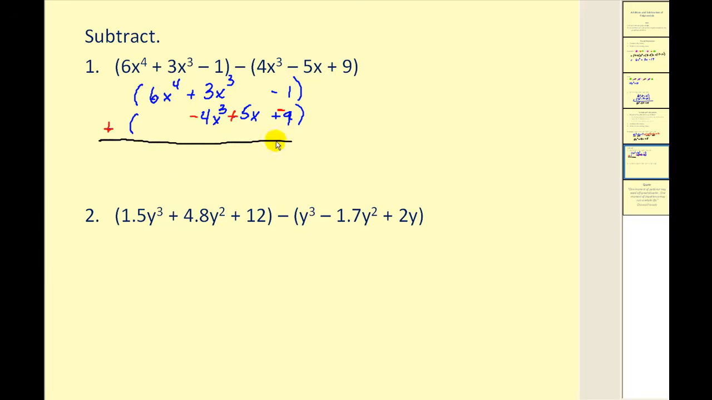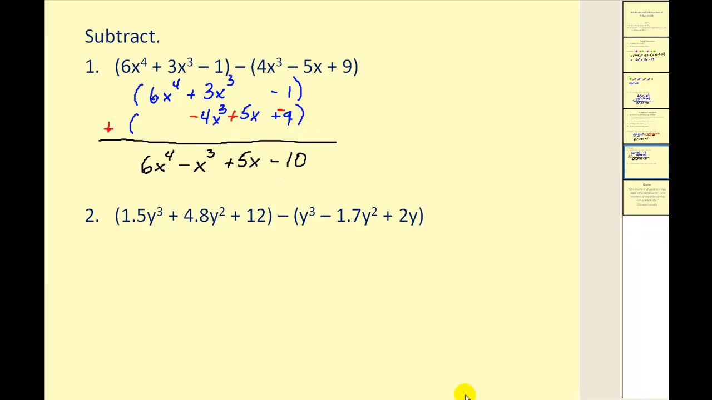Now I can just combine my like terms vertically to obtain 6x to the fourth. Here we'd have negative 1x cubed, or negative x cubed, plus 5x. And negative 1 plus negative 9 would be negative 10, so we write down minus 10. Remember, minus 10 is the same as adding a negative 10, but this form is preferred.